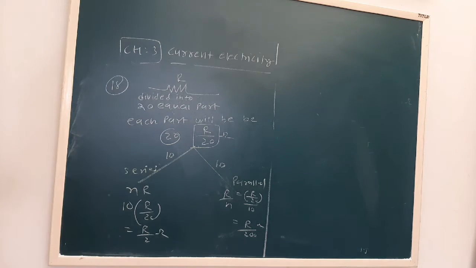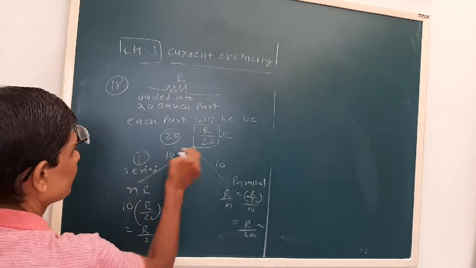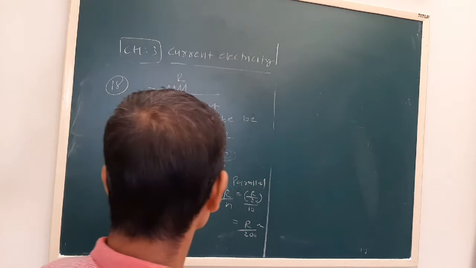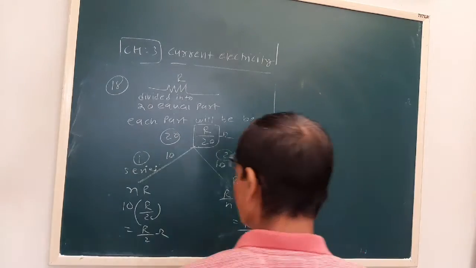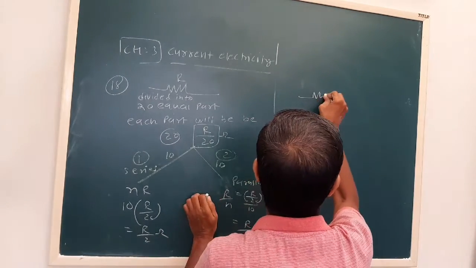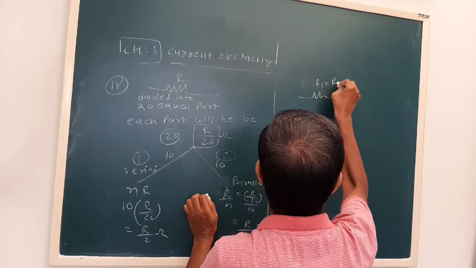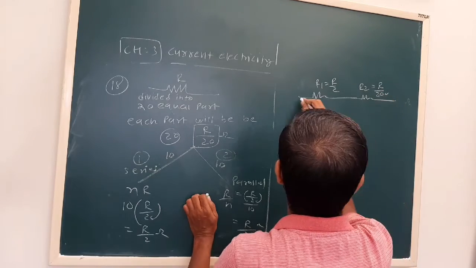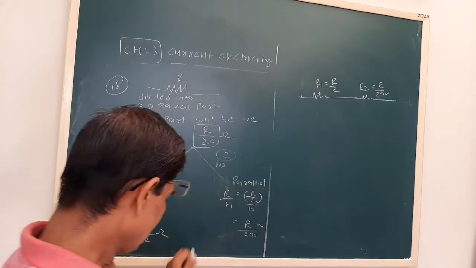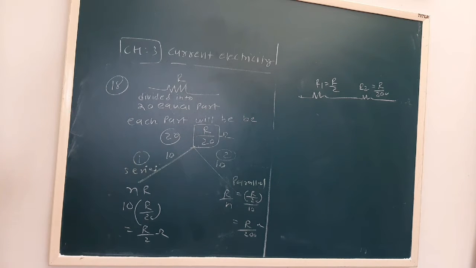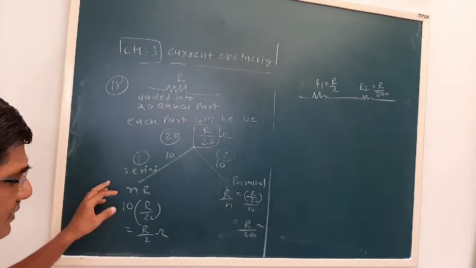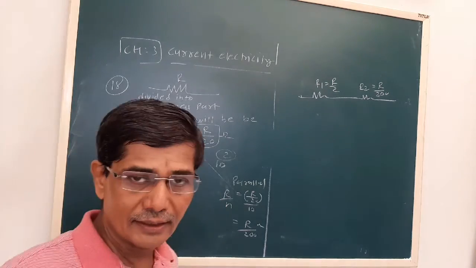Now let us say this is the first part and the second part is connected in series. We have to find out the equivalent resistance. So what we have done here, see, the question says it is divided into 20 equal parts. So each part will be of R upon 20 value. Now 10 parts are connected in series and 10 parts are connected in parallel.